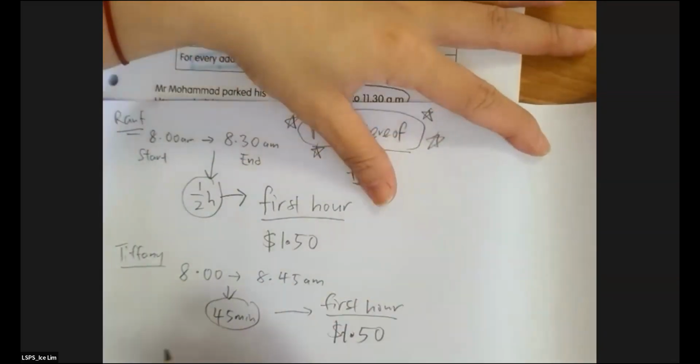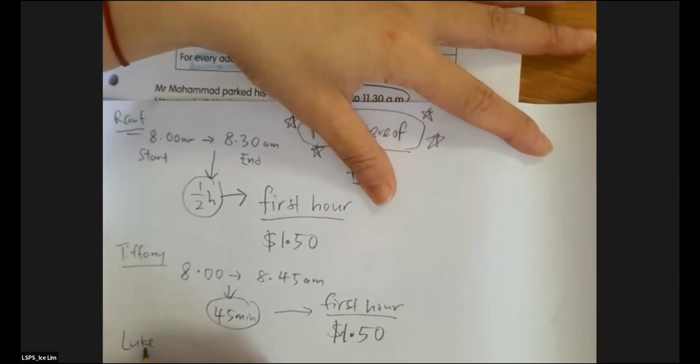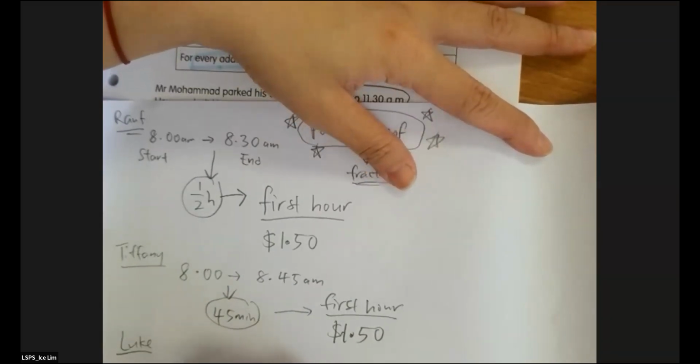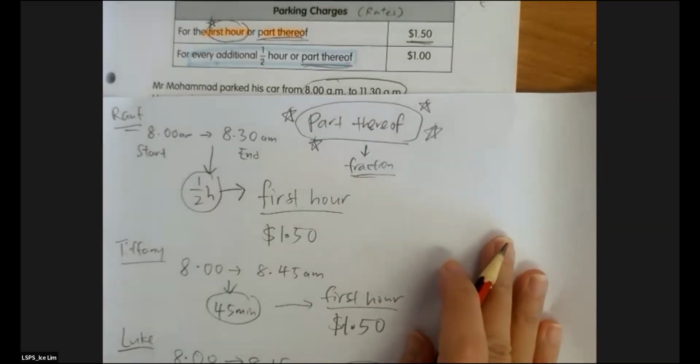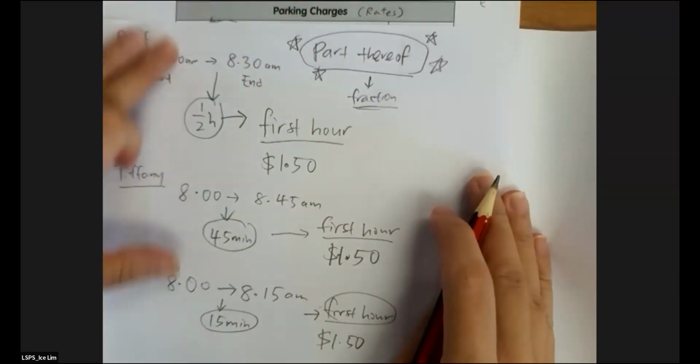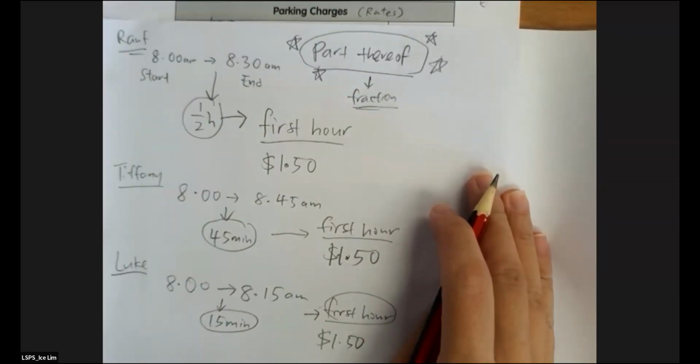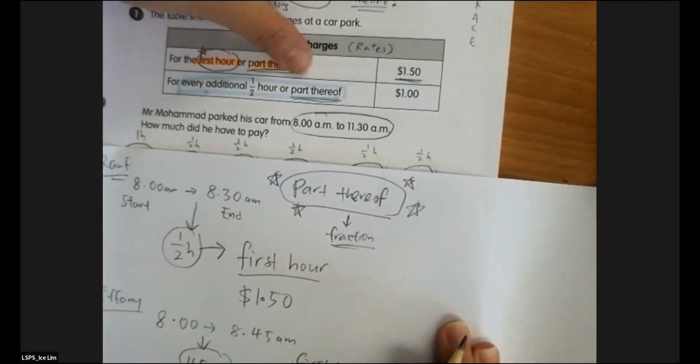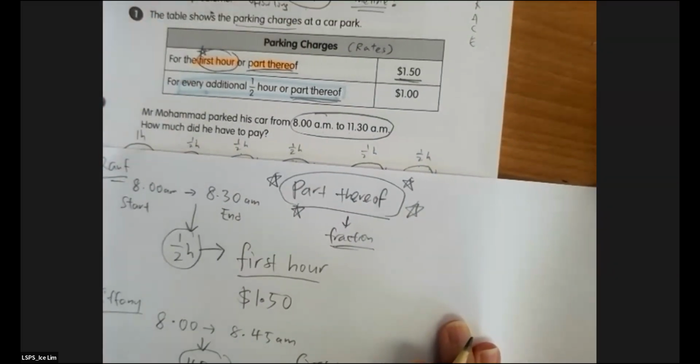Even Luke, maybe the most unfortunate one, just wants to go and buy milk and toilet paper, urgent. Then he buys it already and quickly rushes back home to do his business. So he only parked for 15 minutes. But unfortunately, this still falls under the first hour. You still have to pay $1.50. Can you understand or not? So in these three scenarios, they still have to pay $1.50 because it's part thereof the first hour. Can you understand?